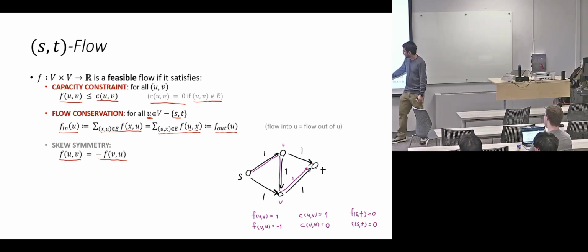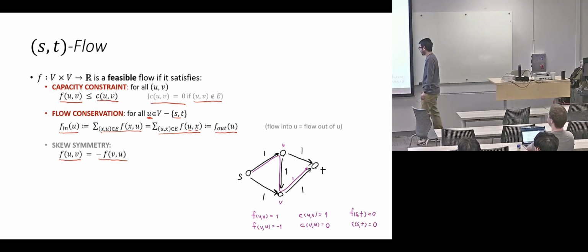How about the flow from V to U? From this direction, it's -1 because you actually send from U to V. So this is -1, and that respects the capacity as well, right? Because the capacity from U to V is none, it's 0. And the flow directly from S to T is just 0 because there is no edge from S to T.